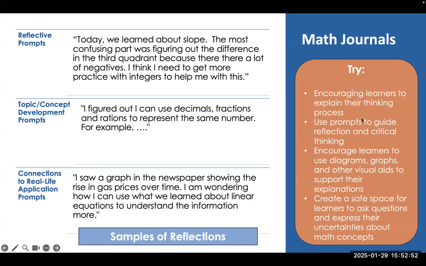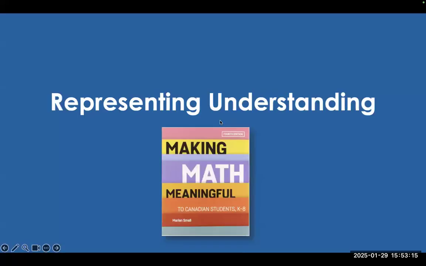So when using math journals, encourage learners to explain their thinking process, use prompts to guide reflection and critical thinking, encourage them to use diagrams, graphs, and other visual aids to support their explanations, and create a safe space for learners to ask questions and express their uncertainties about math concepts.